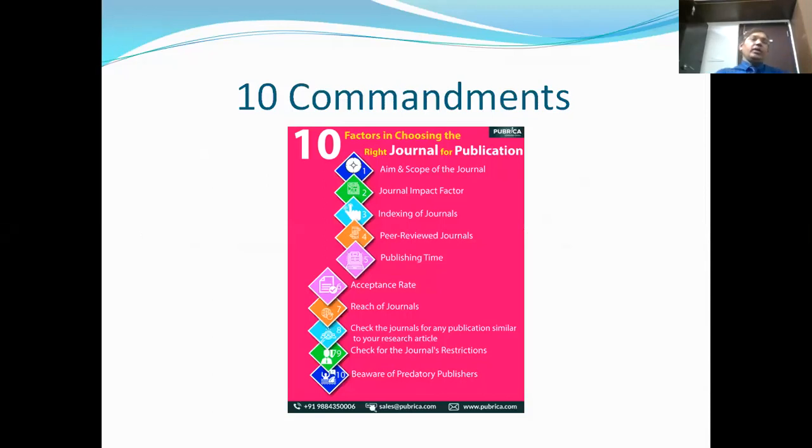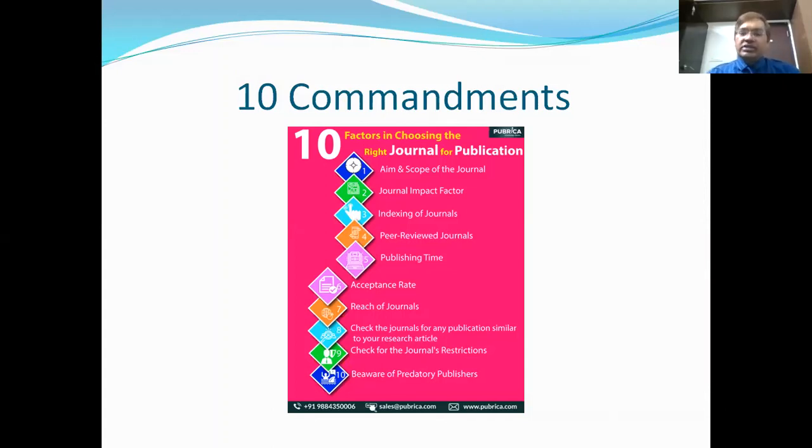Now let us move on and look at some of the important steps, or I can say the 10 commandments of publication in a good journal. You can see here there are 10 steps, or 10 commandments, that you have to focus upon when you'd like to go ahead with publication. These are important things you have to make a note of. The first one is the aim and scope of the journal.